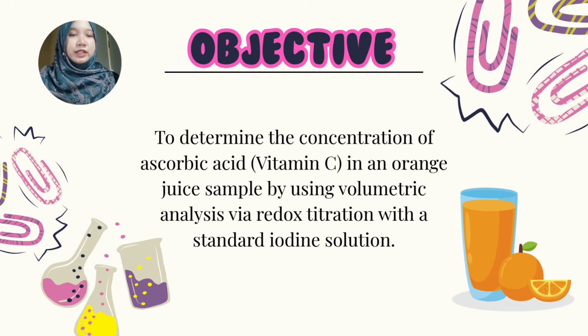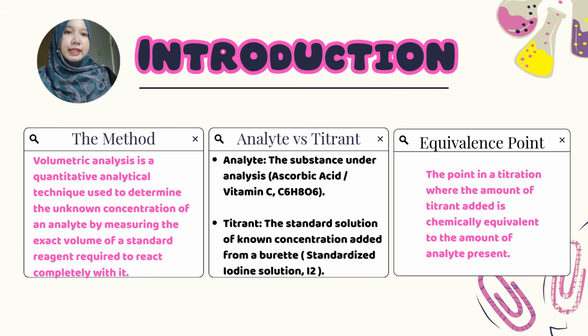The main objective of this experiment is to determine the precise concentration of ascorbic acid or vitamin C in an orange juice sample, and we achieve this by using volumetric analysis via redox titration with a standard iodine solution. In this method, ascorbic acid is our analyte, the substance under analysis, while the standardized iodine solution is our titrant. We are looking for the equivalence point, which is the exact moment when the added titrant is chemically equivalent to the amount of vitamin C present.